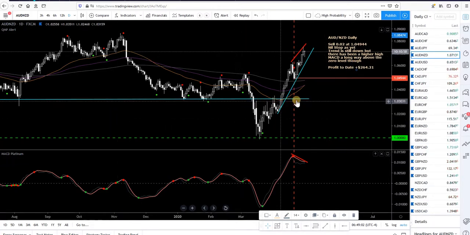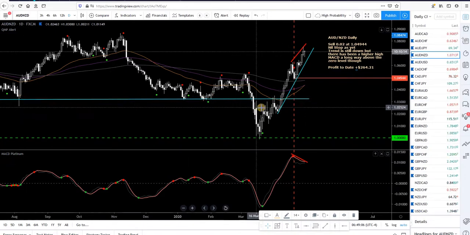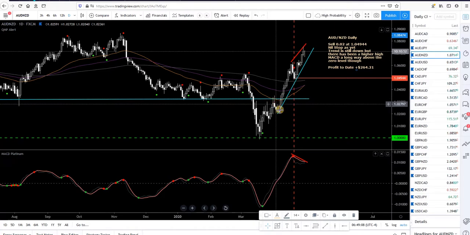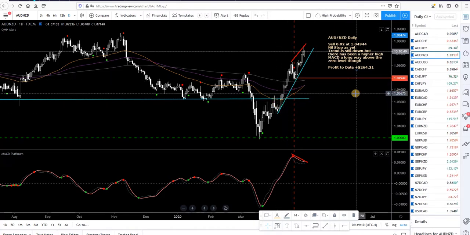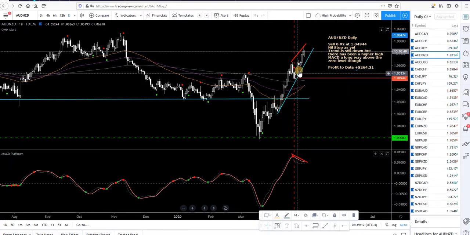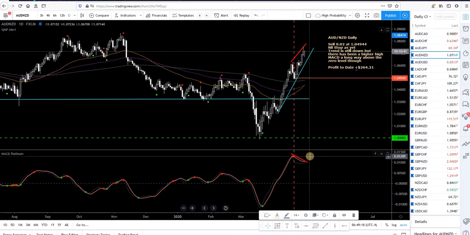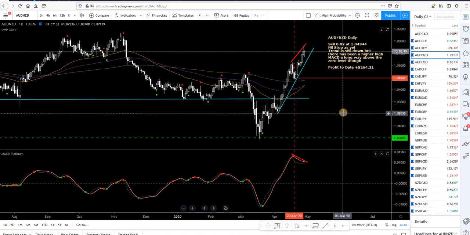This blue horizontal line is just an interest support area. It became resistance here, then broke through, so I just left it on the chart for now. I took a sell here, still going against me. The MACD platinum's a long way above the zero level, so I'm happy to try and work my way out of it.